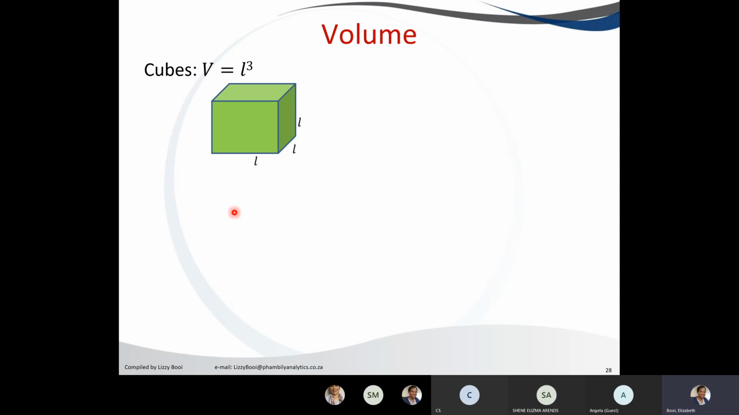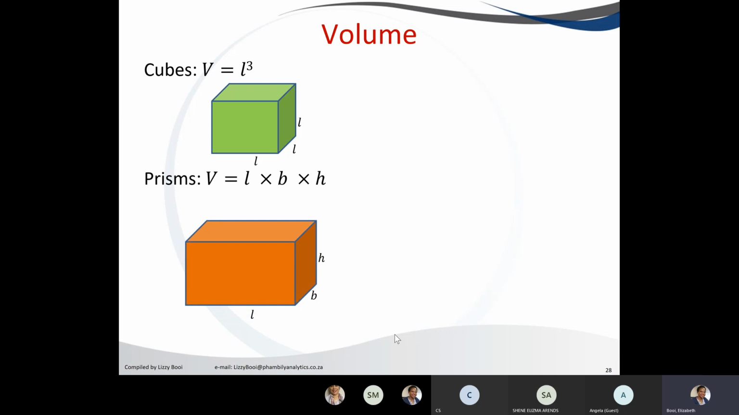So there are 3 sides to it. So that's why we use L cubed. To calculate the volume of a prism, of this box, we also do the same. We calculate this length, we also calculate this height, which is the same as that corner, the height, and we also calculate this breadth. So we use length times breadth times height. So it's the length times the breadth times also this height.